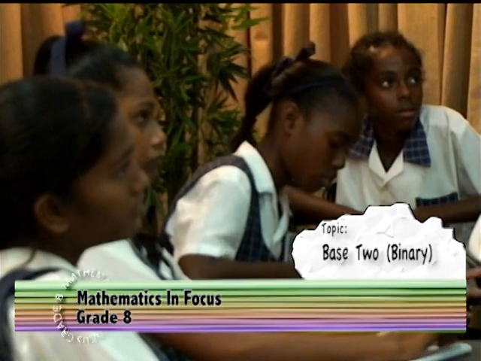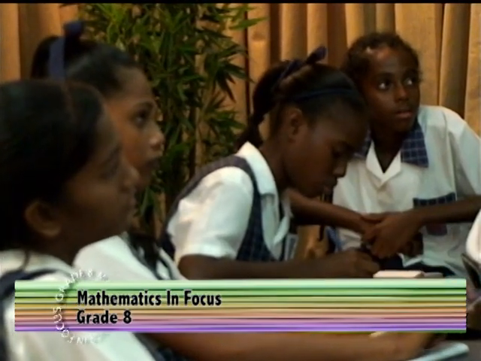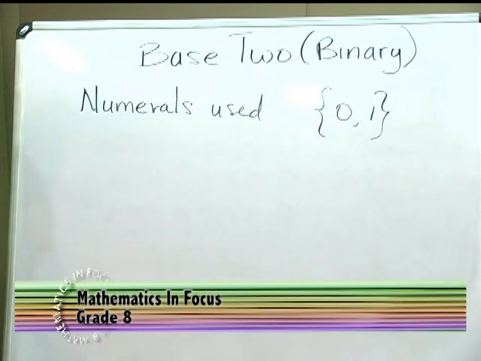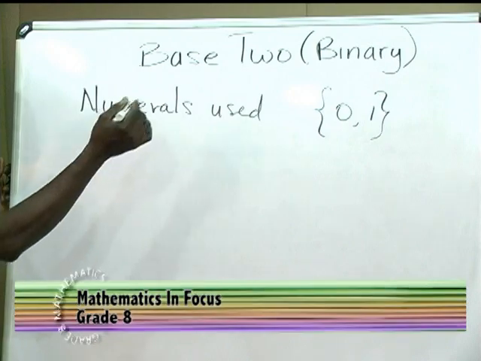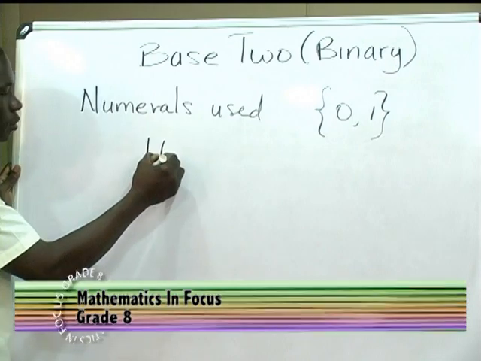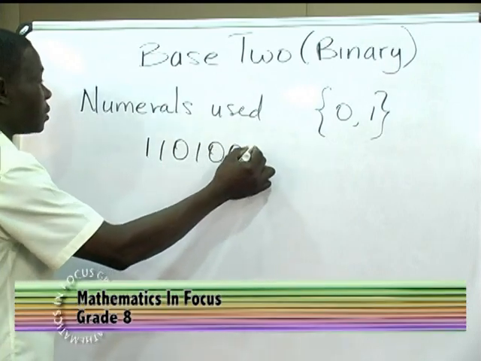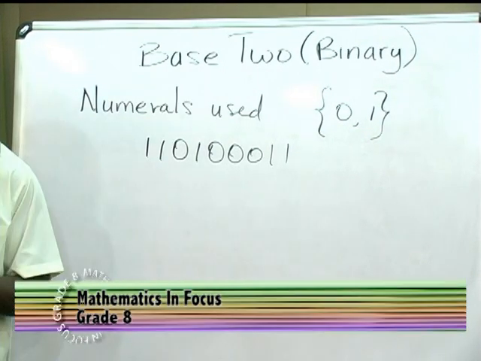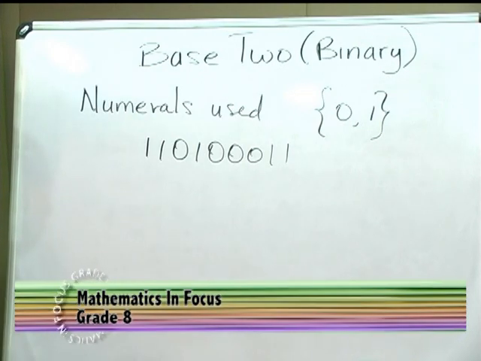So it therefore means all numbers in base 2 must be formed using these numerals, 0 and 1. So for example, we can make a number by combining zeros and ones. So we may have 1, 1, 0, 1, 0, 0, 0, 1, 1. This is a number in base 2. However, we may have a confusion because someone looking at this number here might not know that it is a number written in base 2. They might think that this is a number written in the normal base 10 system.